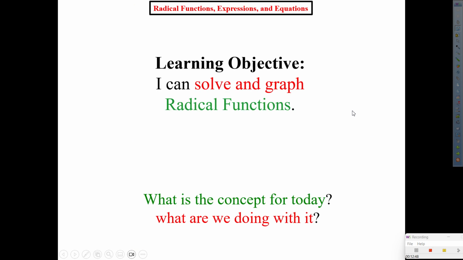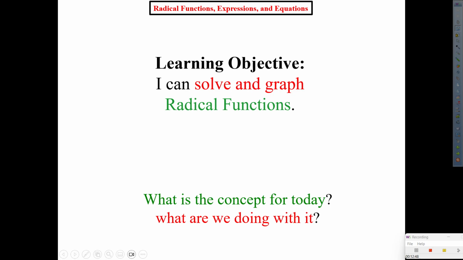Here we go. I can solve and graph radical functions. Write that down. I can solve and graph radical functions. And once again, tell your neighbor what is the main concept we're working on. Yeah, radical functions.